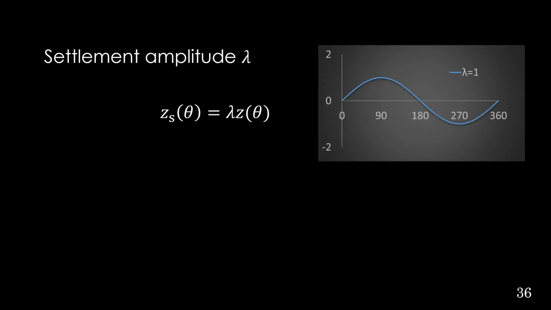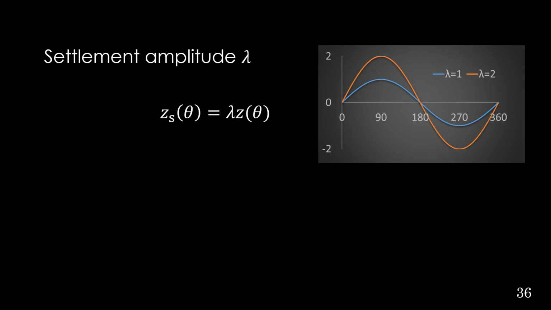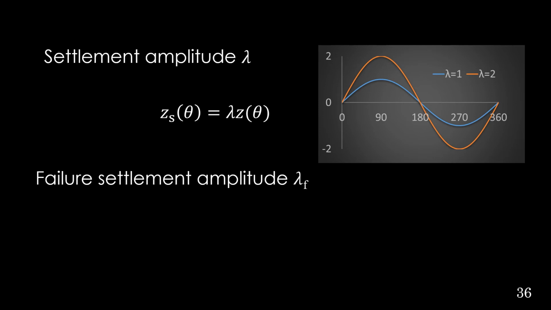Let me give you an example. This is sine theta where the settlement amplitude is 1, and if we scale it up by a factor of 2, this is how the profile would look. Similarly, when we do this for the actual settlement profiles or the measured data which we have, we can compute the so-called failure settlement amplitude, which is basically the amplification factor at which the settlement would cause the tank to yield.